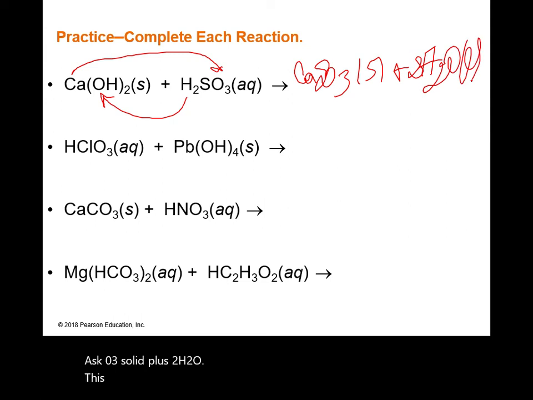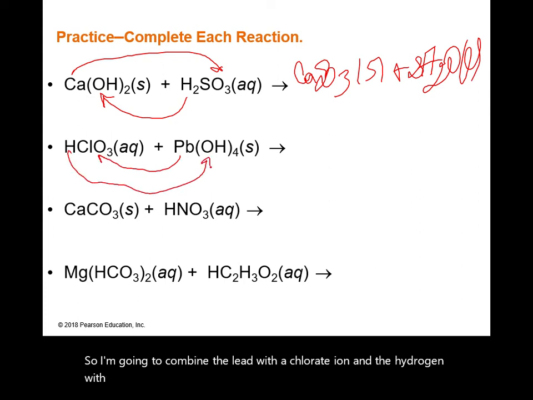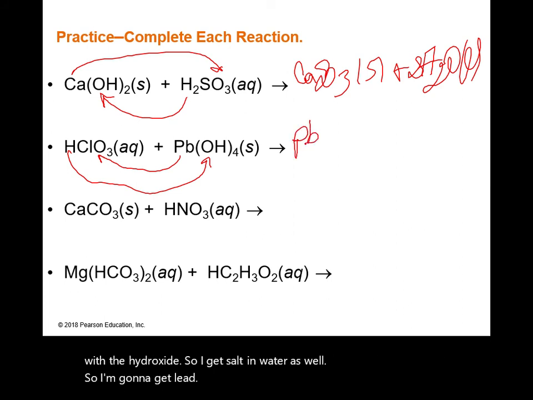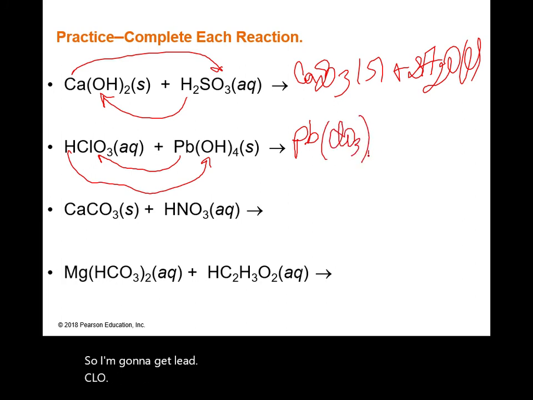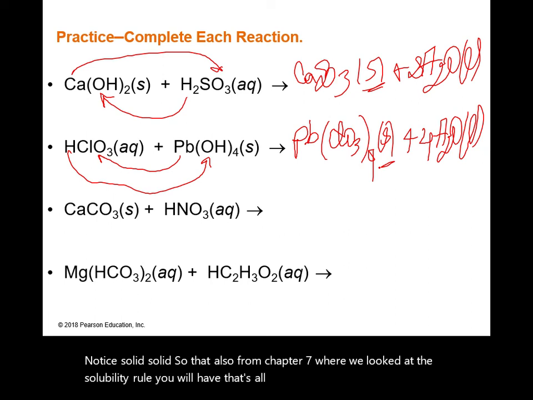This is also a strong base, lead 4 hydroxide. So I'm going to combine the lead with the chlorate ion and the hydrogen with the hydroxide. So I get salt and water as well. So I'm going to get lead 4 chlorate, Pb(ClO3)4, plus 4H2O. Notice solid, solid. So that's also from chapter 7 where we looked at the solubility rules. You will have the solubility rules on the exam, so you can use it.